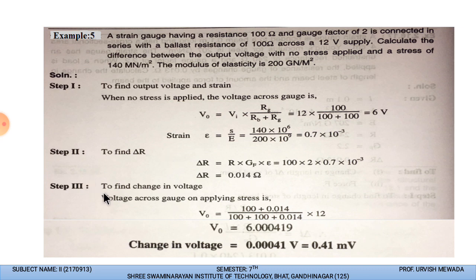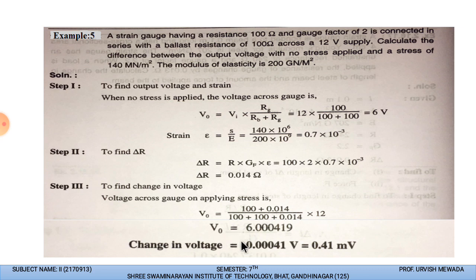Step number 3 is to find out the change in the voltage. The voltage across the gauge on applying the stress, V output, is equal to the gauge resistance plus the change in resistance. So 100 is the original resistance, and this is the resistance after applying the stress. Then it is again Rg plus Rb plus delta R. These are the values of all the resistances, into the input voltage 12.